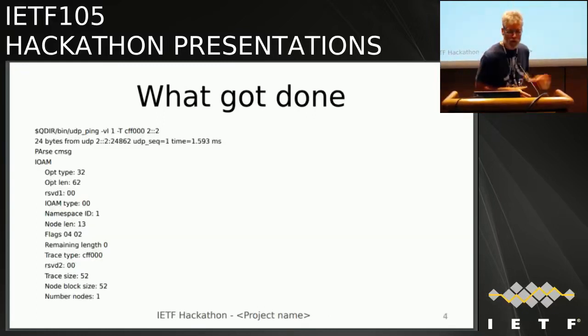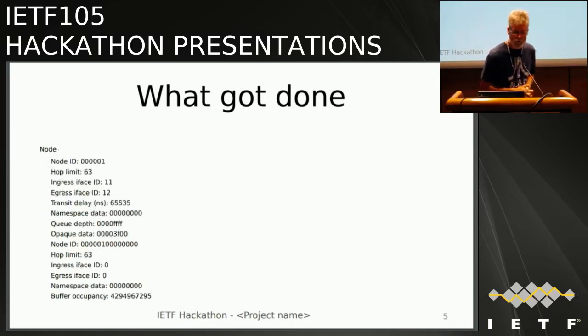So the way this works, for what we did, we ping a remote host, add a few options, and as you can see, we got some response back, and we parsed the IOAM message that we got back, and sure enough, the router filled it in.